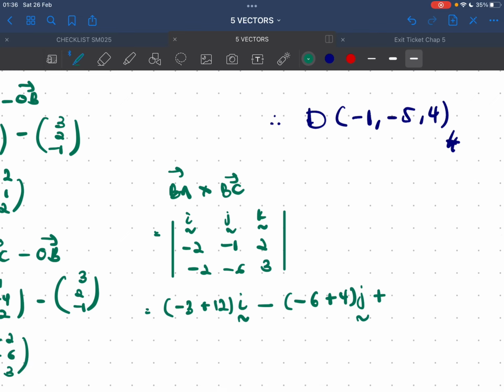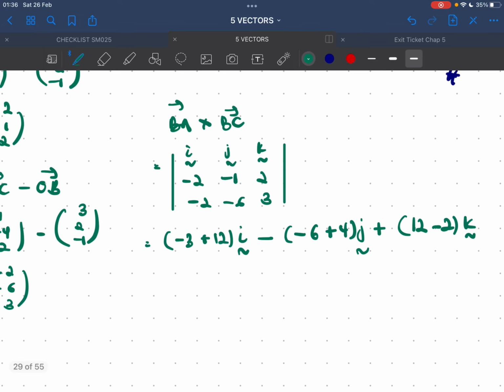So here we have plus, negative 6 times negative 2, we have 12, minus by 2. Okay, so we end up with negative 3 plus 12, we have 9i. Negative 6 plus 4 we have negative 2, which is here plus 2j. And lastly we have plus 10k. Okay, we have 9i plus 2j plus 10k.